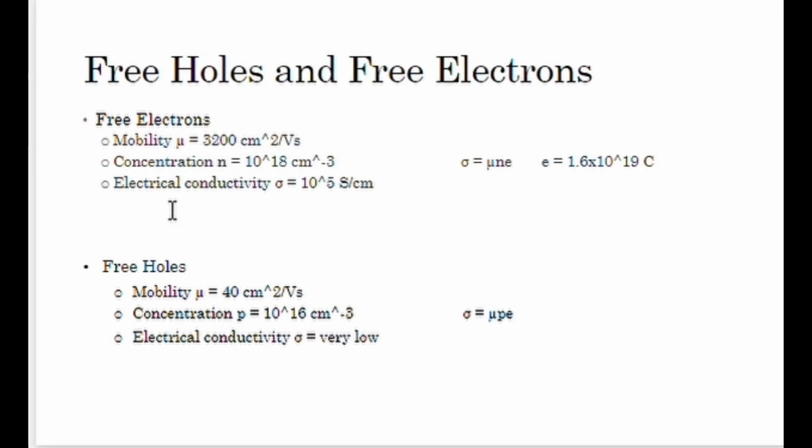For free holes, same things you need. You still need mobility, concentration, and electrical conductivity. You get 40 centimeters squared. For the concentration, you get 10 to the 16 per centimeter cubed. But for our elements, we can't really have a specific figure, so it's particularly low. We just know it's very low.